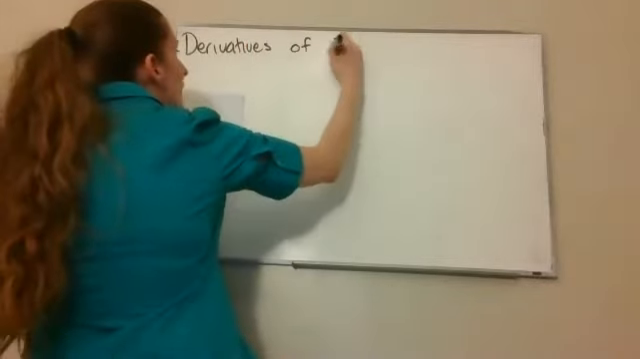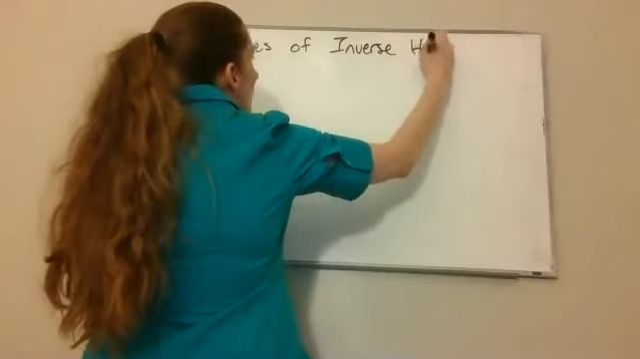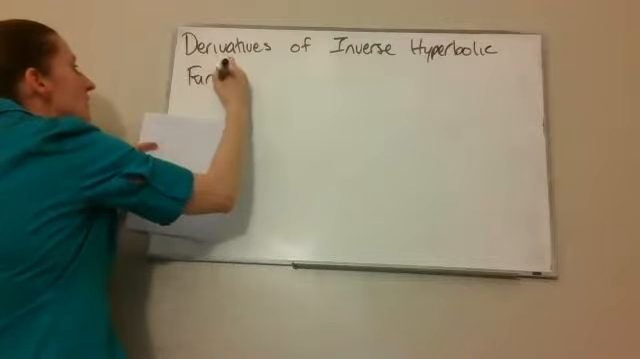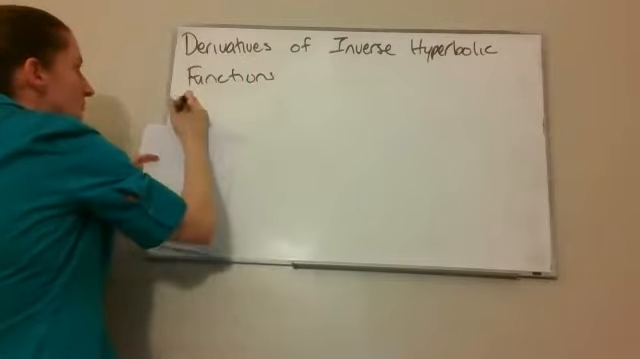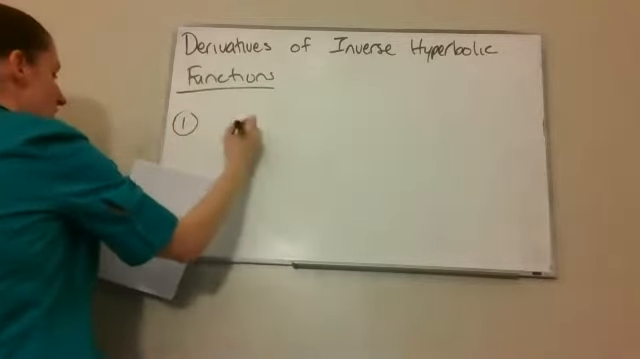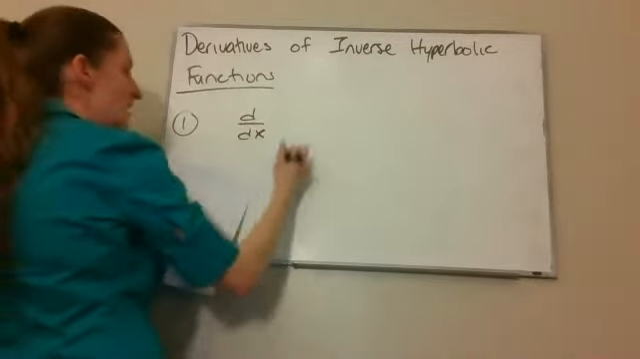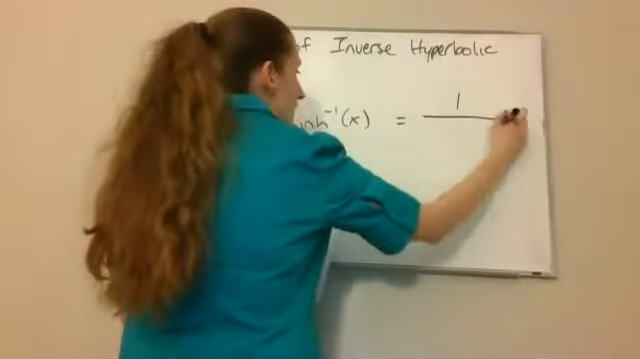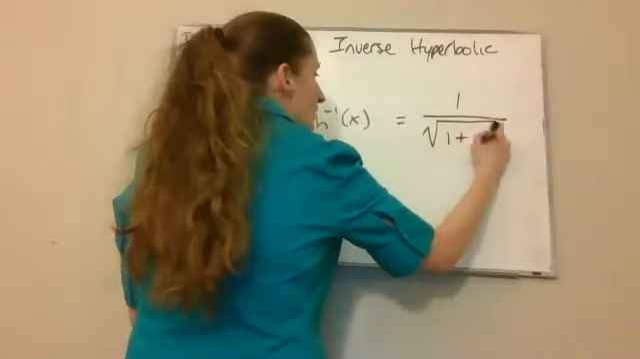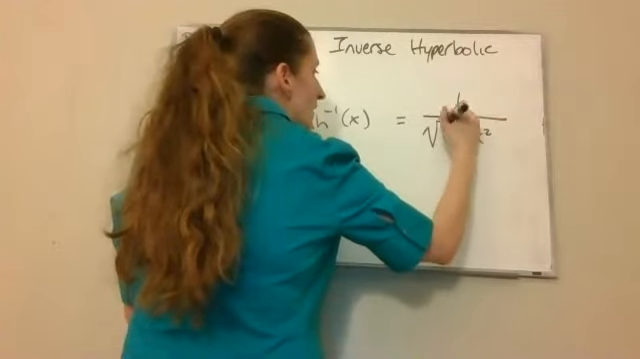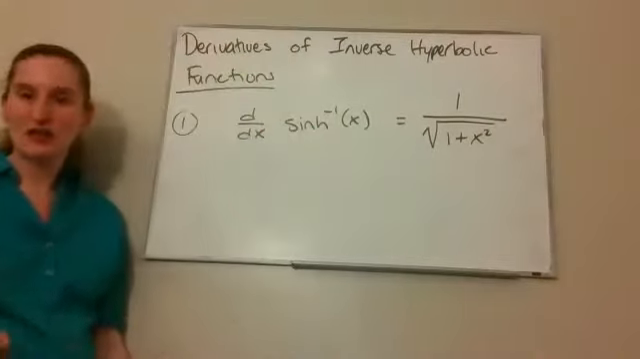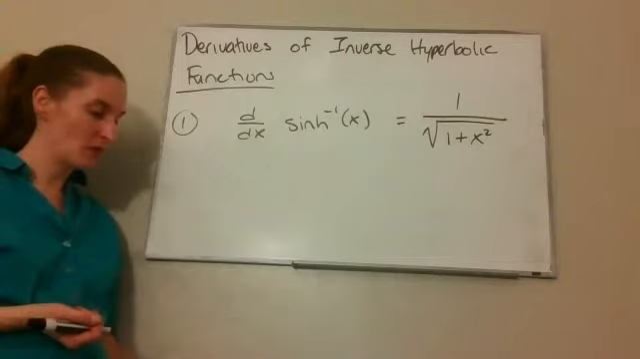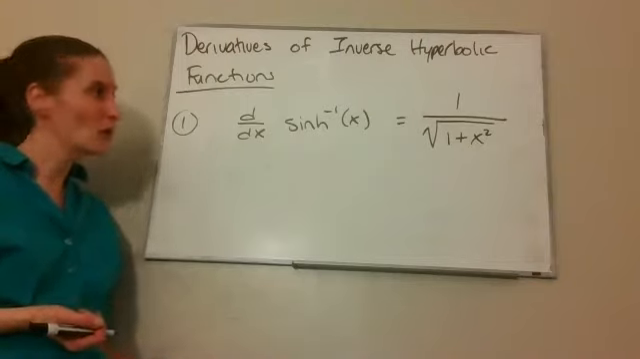The derivatives of inverse hyperbolic functions. First, the derivative with respect to x of the hyperbolic sine inverse of x is 1 over the square root of 1 plus x squared. Now this can be found by actually calculating it using the definition of the hyperbolic sine inverse and just using our derivative rules. In particular, you'd be using a couple of chain rules to get to this answer.